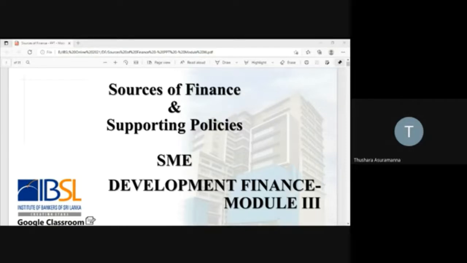So today we are moving to another part of SMEs: supporting policies for SMEs and the sources of financing. It's not only for SMEs, but also for entrepreneurs in micro SMEs, the corporate sector, and project financing. That is the discussion we are planning to have today.